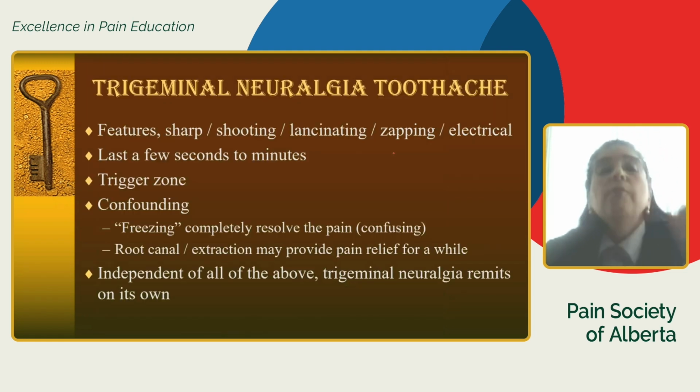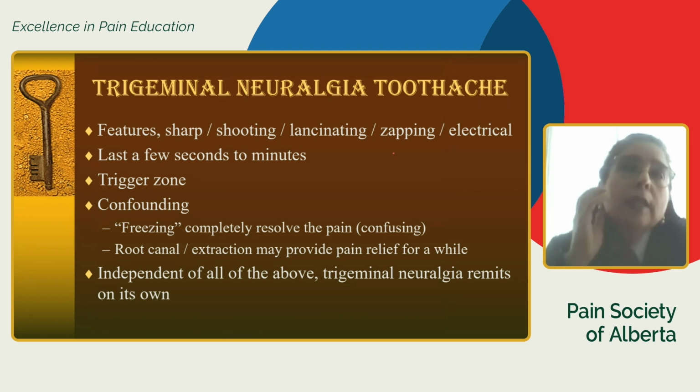So what about nerve pain? The trigeminal neuralgia, probably you have heard about this pain. It's a sharp, shooting, lancinating, zapping electrical pain that will last a few seconds to minutes. You have a trigger zone. So you touch that area, you touch the tooth, and you just go, I don't know, to heaven or to hell and come back because the pain is absolutely unbearable. People just get paralyzed. They cannot move, right?